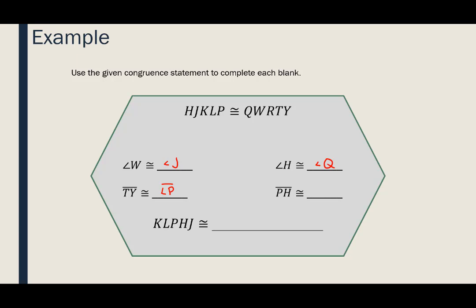Try PH. Who is PH going to be congruent to? Well, PH are the last and the first vertices of the polygon. So they're going to be congruent to the last and first of the second polygon, YQ.